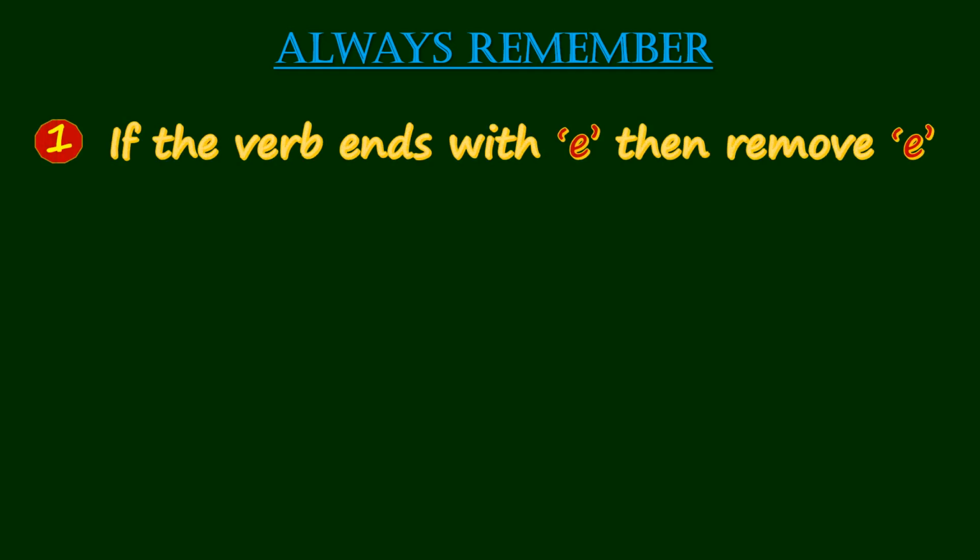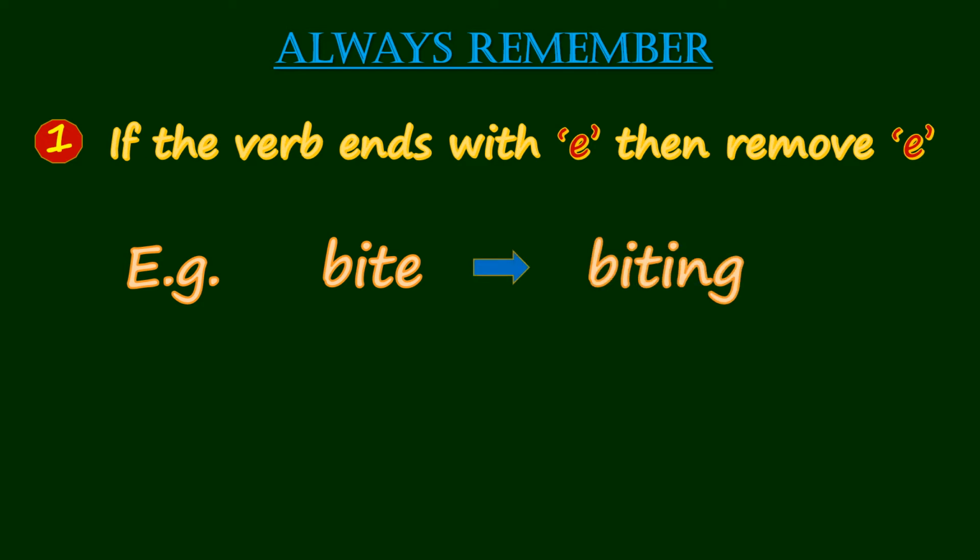Rule number 1. If the verb ends with E, the verb to which you need to add ing, if it is ending with E, then just remove E and then add ing. For example, bite, B-I-T-E. Now this word is ending with E. So you will just cut E and add ing and it will change to biting. Similarly, like, L-I-K-E. Cut E and add ing, liking.